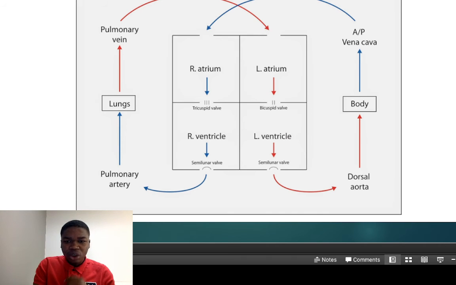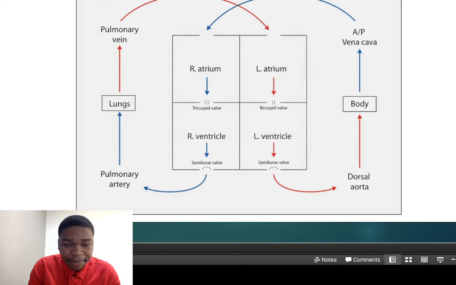This is the diagram which can show you very well how it goes. You can see here the blood will start at the right atrium through the superior and the inferior vena cava. Then it moves through the tricuspid valve into the right ventricle. Then from the right ventricle through the semilunar valve, it will flow into the lungs through the pulmonary artery, of course.